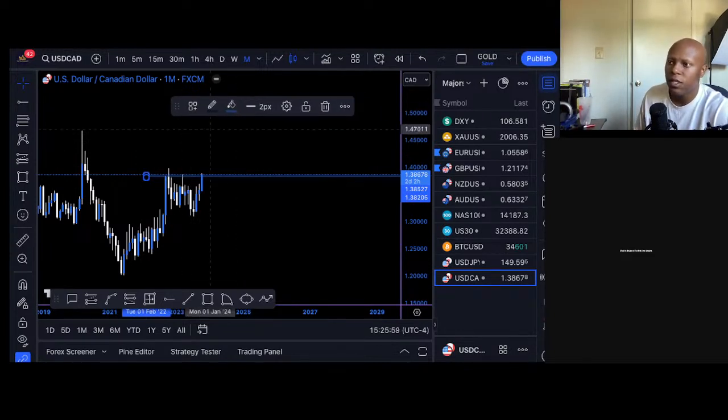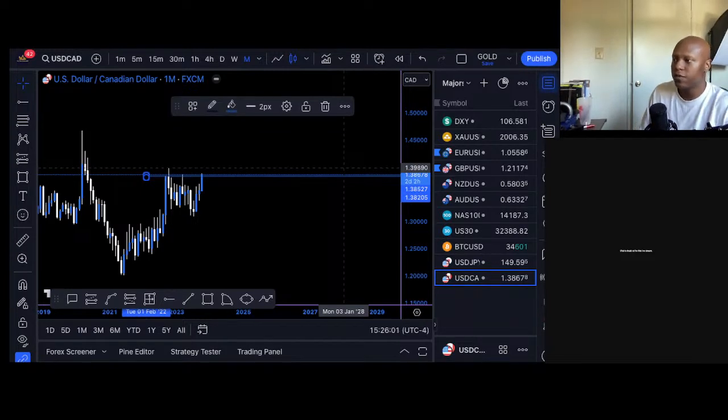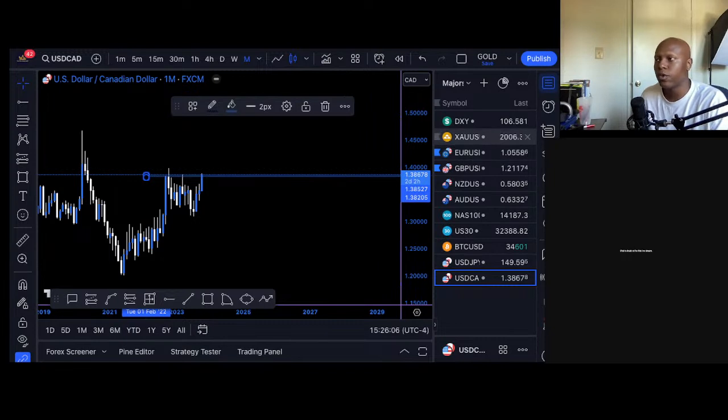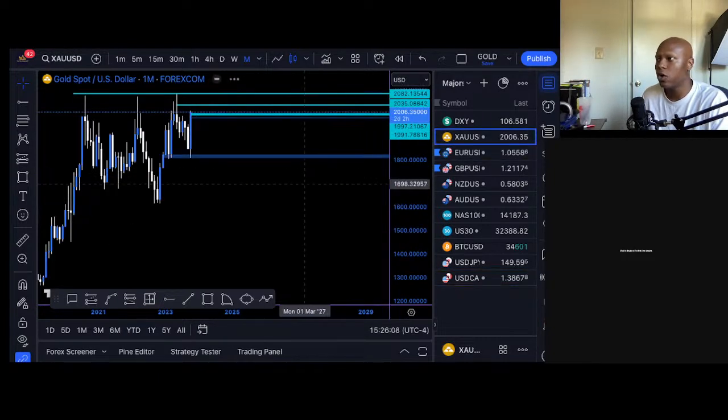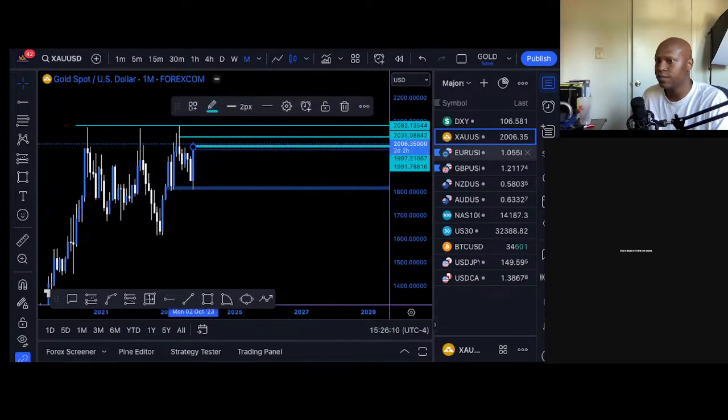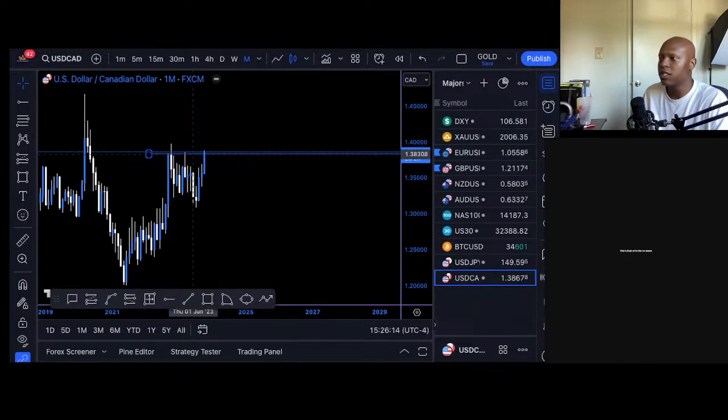So I will be looking out for some potentially great moves for the month of November, anticipating these larger time frame structural breakouts, especially with gold and with USD CAD breaking these larger time frame structures.